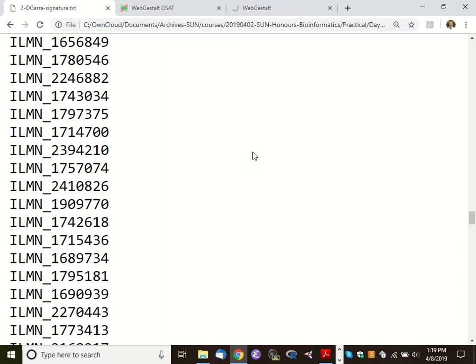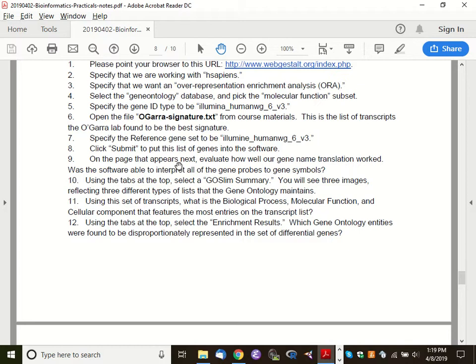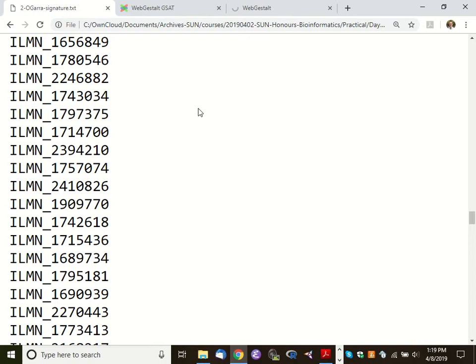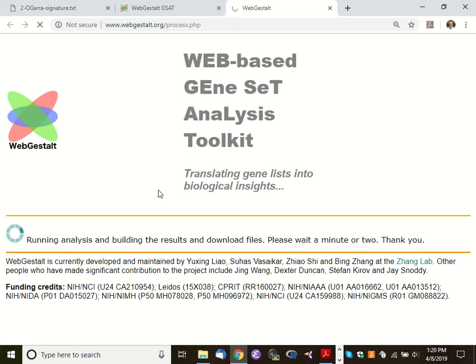All right, I see that mine is still running here. That's disorienting. But I believe you said that yours finished, correct? Okay, could you tell us how well did the software do in making sense of these Illumina identifiers? Does it have some information on the page? It does have some information of that sort. Here's another one. Thank you.